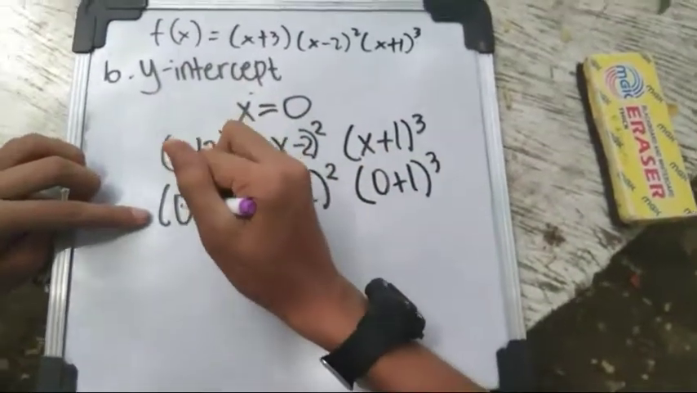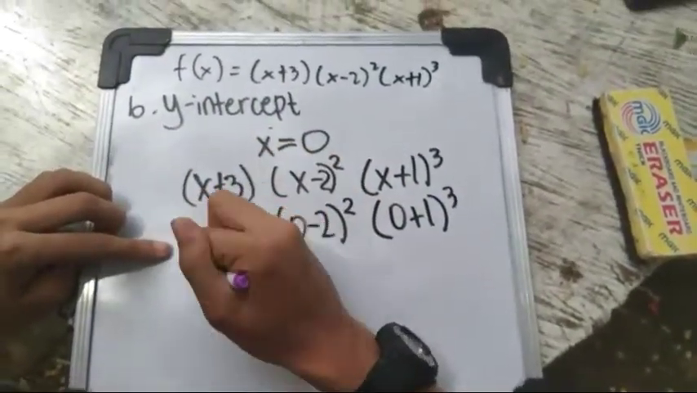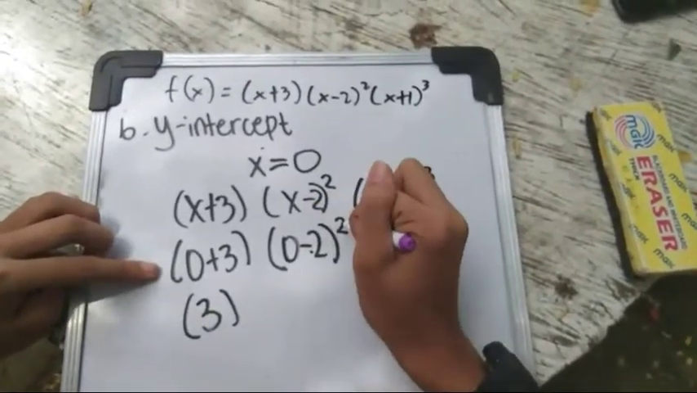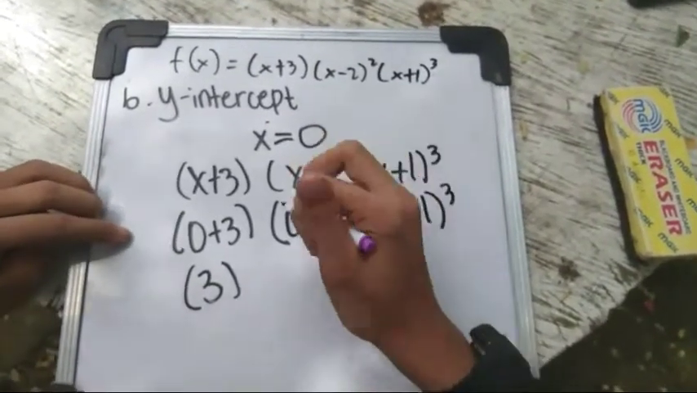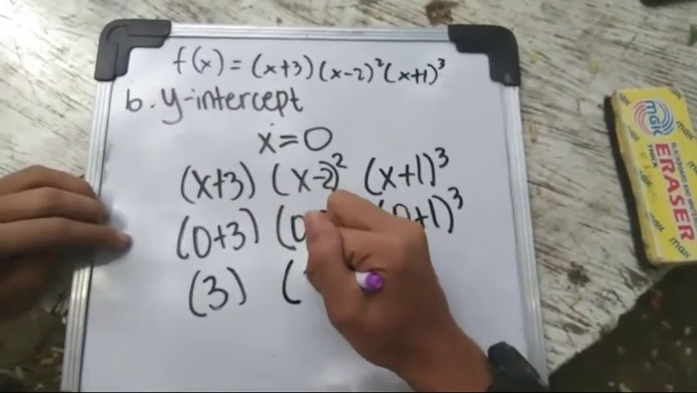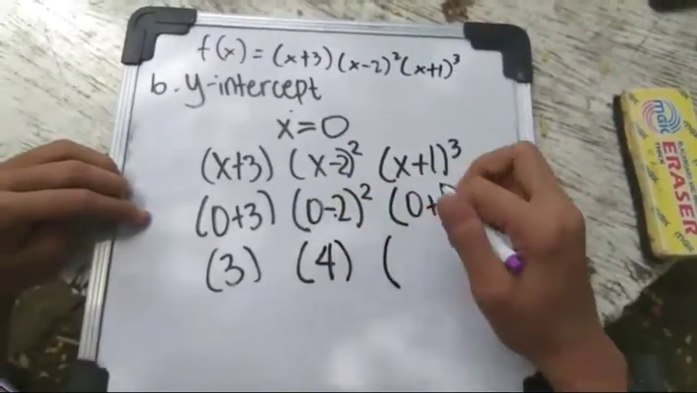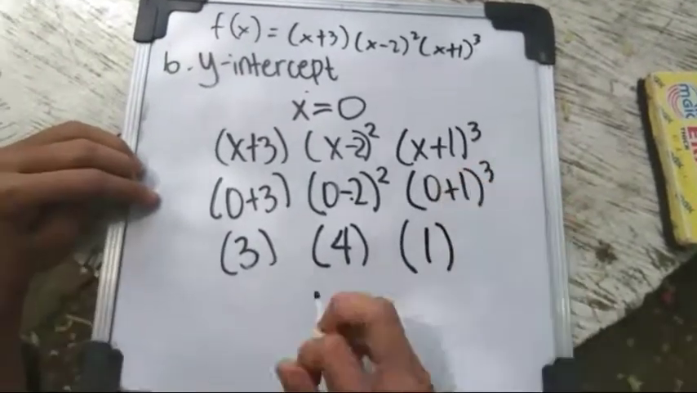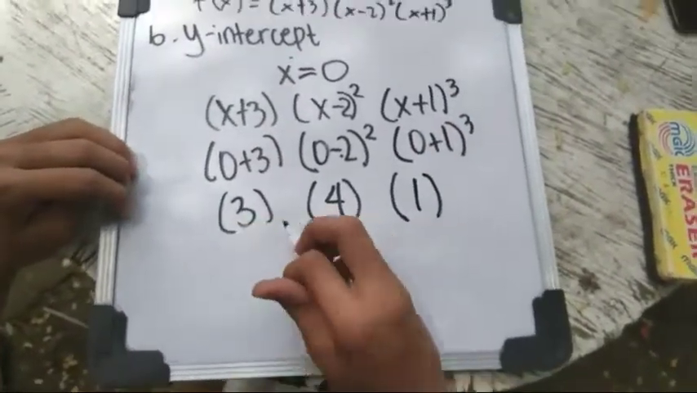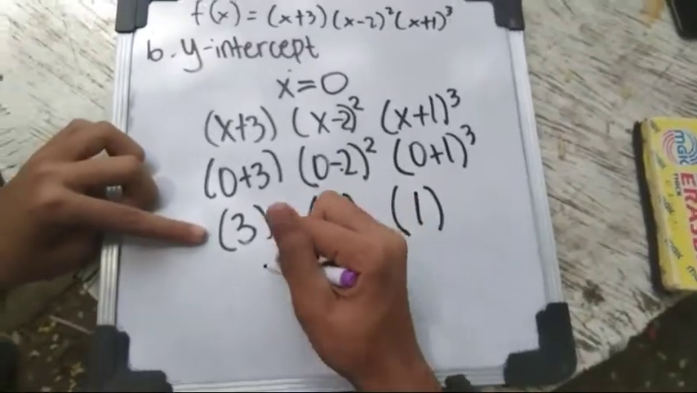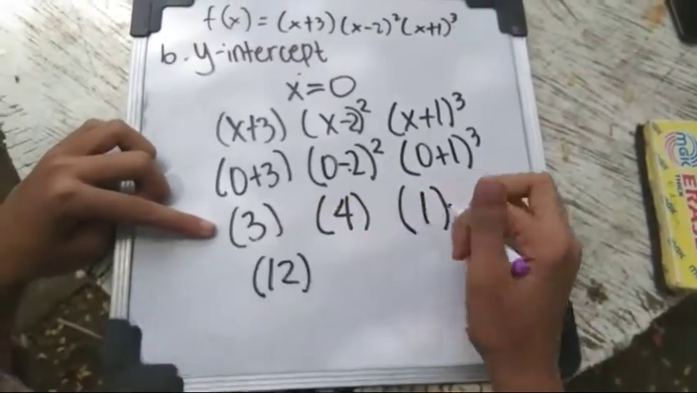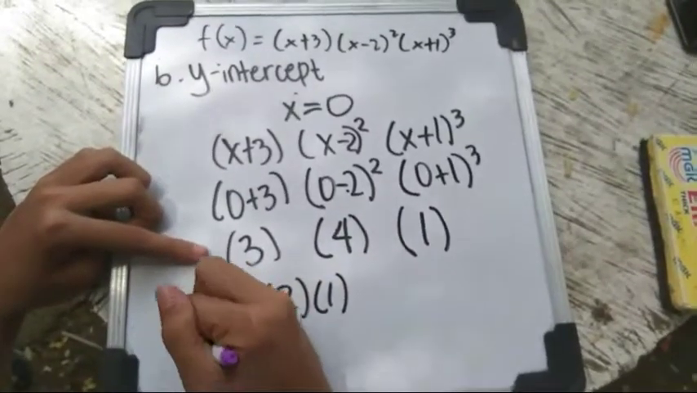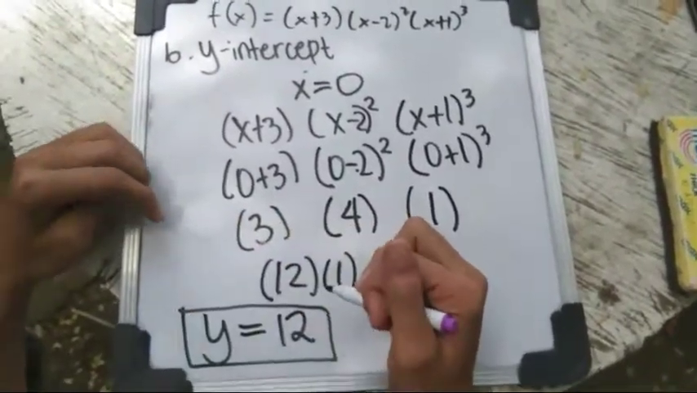So, 0 plus 3 is 3. 0 minus 2 is negative 2, and negative 2 times negative 2 is 4. And 0 plus 1 is 1, and 1 raised to 3 is 1. So we multiply: 3 times 4 gives you 12, times 1 gives you 12. So our y-intercept is 12.